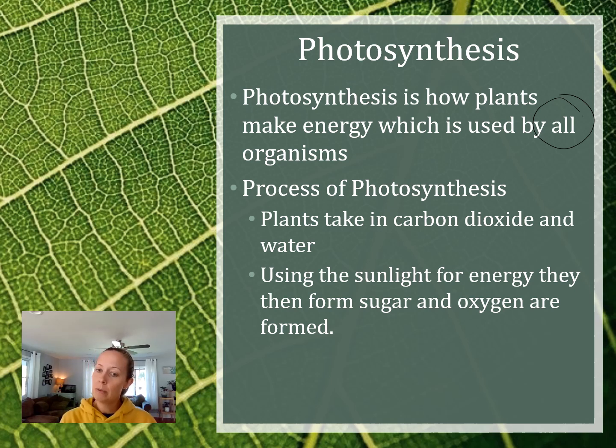So what plants do is they take in carbon dioxide and water. So we exhale carbon dioxide, plants take that carbon dioxide in, and then they take the energy from the sun and use it to create sugar, it's glucose, and oxygen, which we inhale, okay? So let's just make sure we know glucose is the sugar that the plants are going to make.